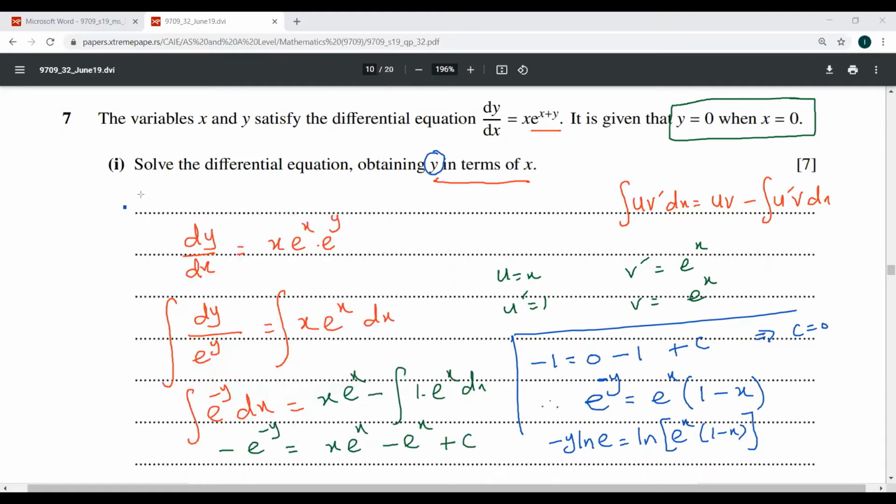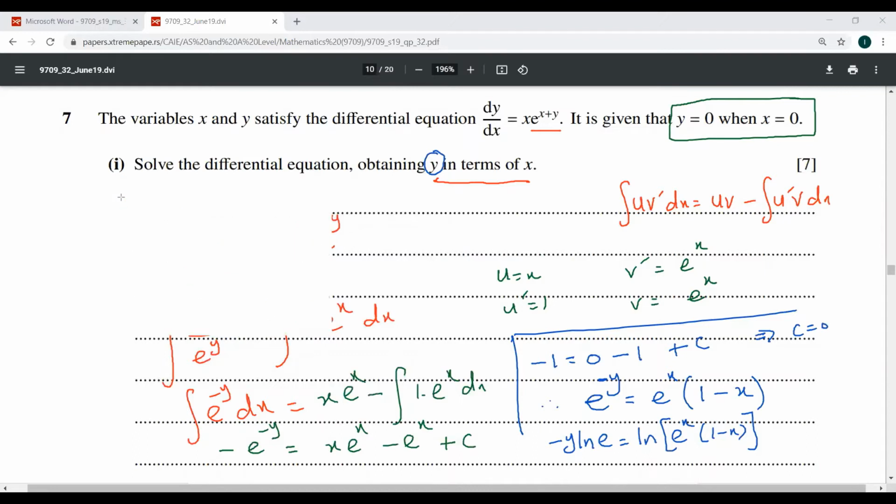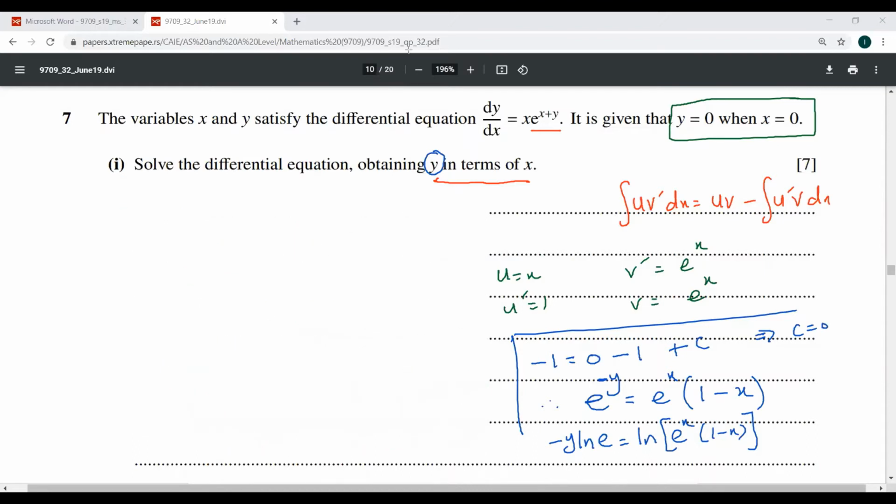Okay, so now this is going to be minus y, that is, can I write the right-hand side as ln e raised to power x plus ln 1 minus x. And this is going to be y is equal to minus of x plus ln 1 minus x. Okay. So that is your y.